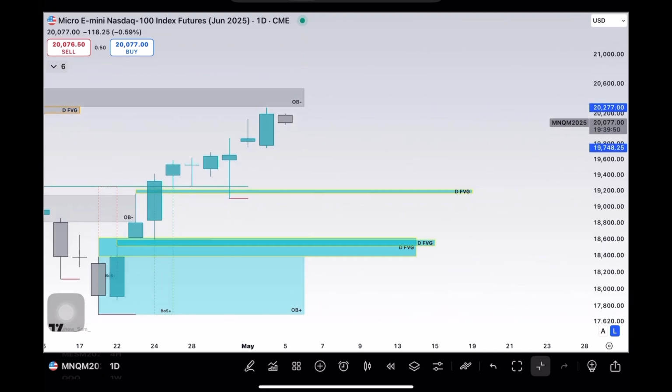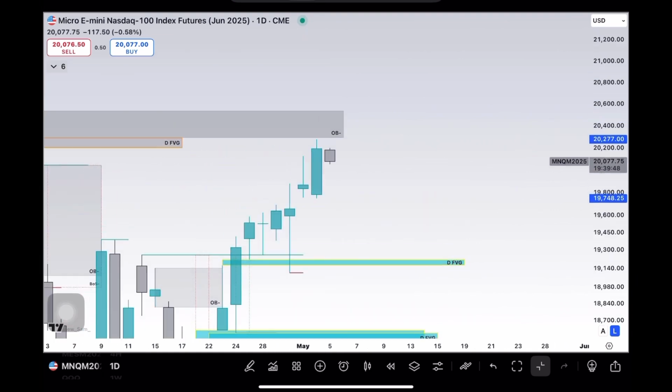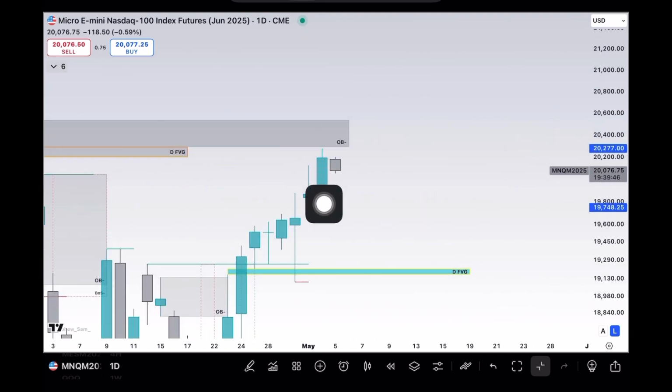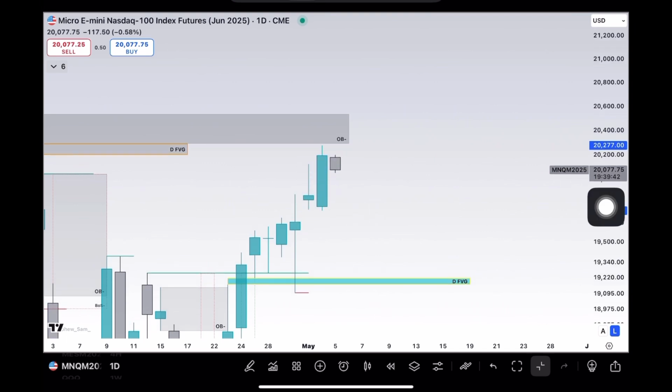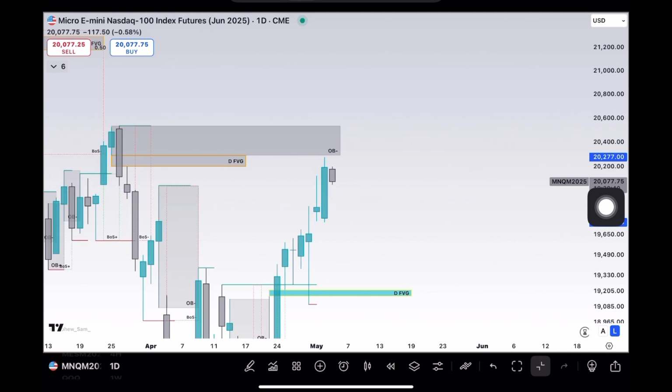And on the daily, just looking at how Friday closed, this is Friday's candle. It closed bullish. It also retraced into a previously unmitigated daily bearish fair value gap, but it did close below that fair value gap, so that's interesting. And this gray candle right here is the current daily candle that's open.